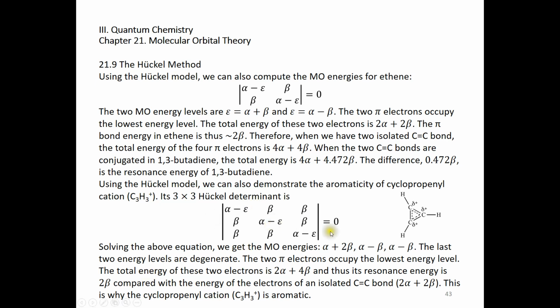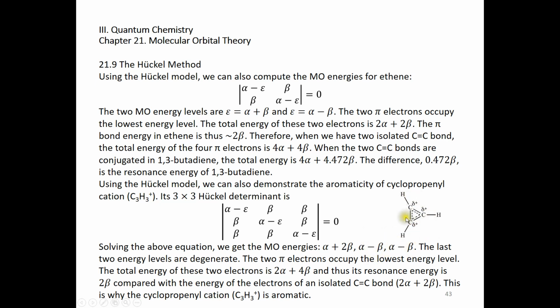We get 3 roots. It's going to be alpha plus 2 beta, and then alpha minus beta, and alpha minus beta. So this 2 means we have degenerate molecular orbitals. Alright, 2 molecular orbitals with the same energy.